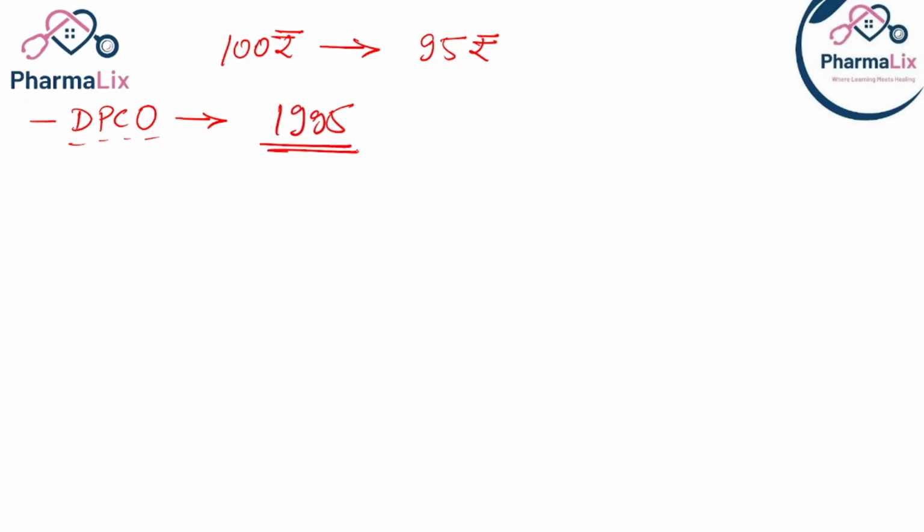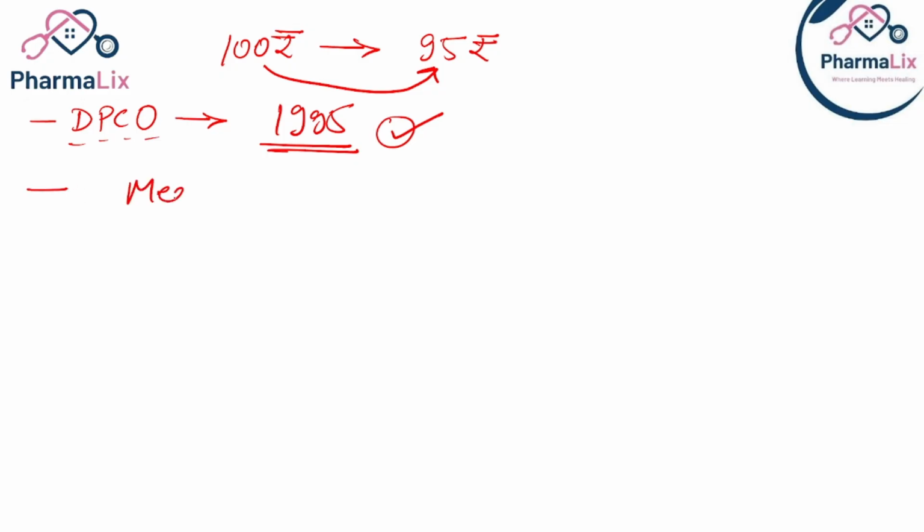Next we can see the Drug Price Control Order. So next is DPCO, Drug Price Control Order. So what is price control? Suppose you are getting something for 100 rupees and the government says now it will be available for 95 rupees. So the price is reduced through DPCO, Drug Price Control Order. So it was enacted in 1995. So 100 ka saman agar 95 mein mile, that is DPCO. Okay, so it came in 1995.